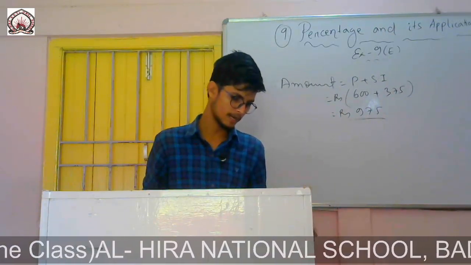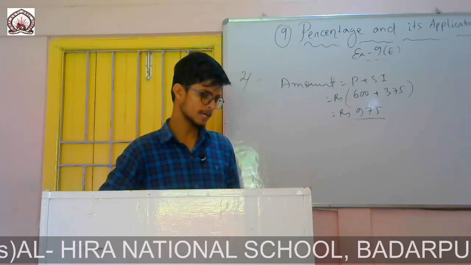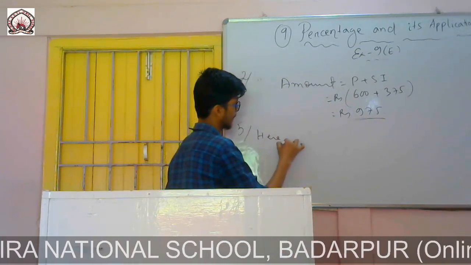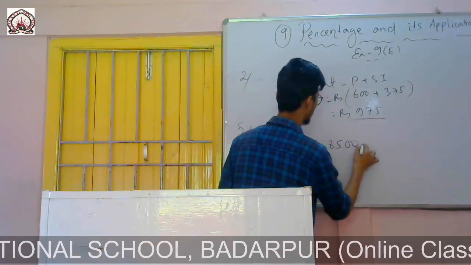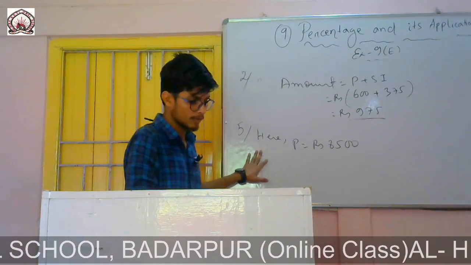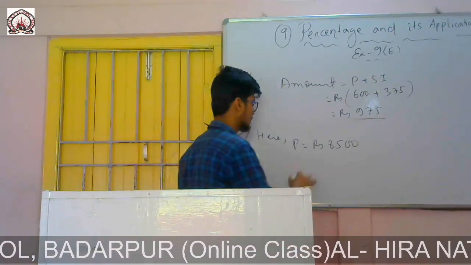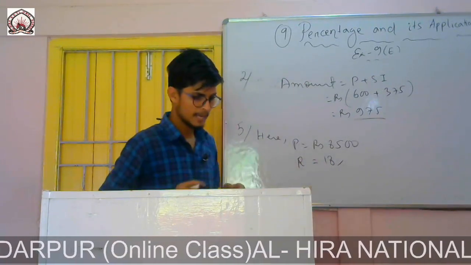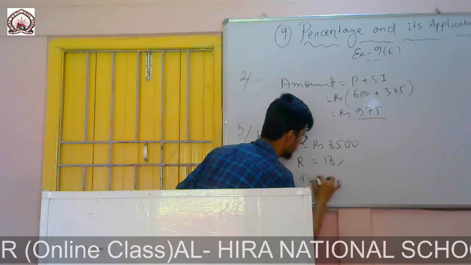Questions number 2 and 3 you try by yourself, same as the earlier one. Question number 5, you see, it is given when Vineet deposited rupees 8,500. That means here the principal is rupees 8,500, and the rate given is 18%. Find the amount he will receive after 3 years. Time is given as 3 years.